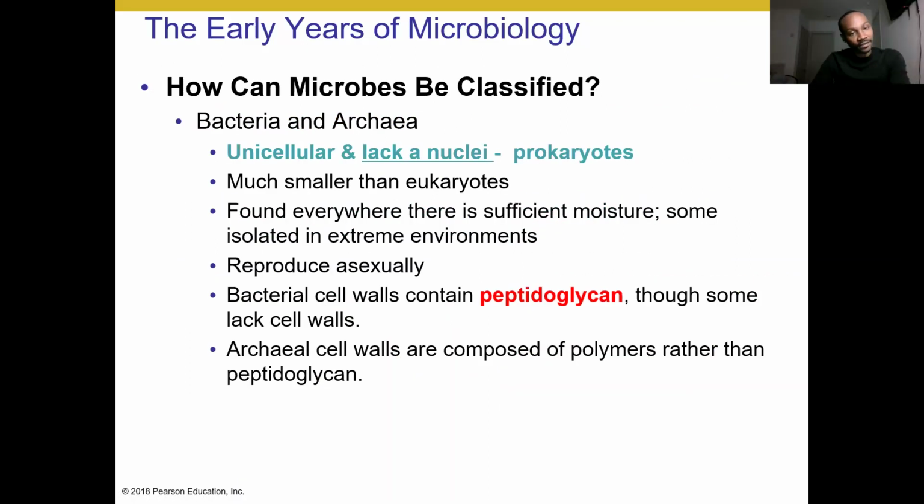Now, microbes can be classified. We have bacteria and archaea. These are unicellular, and they lack a nucleus. That's what makes them prokaryotes. They're much smaller than eukaryotes, found everywhere there's moisture, and some even in isolated extreme environments. Bacterial cell walls contain peptidoglycan, not all of them, but most of them. Archaea don't have peptidoglycan in their cell wall; they have a different polymer. But remember, prokaryotes are unicellular and lack a nucleus, examples being bacteria and archaea.